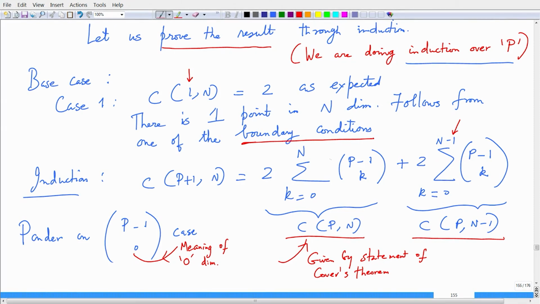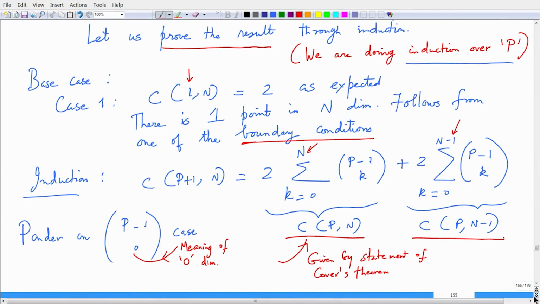Observe carefully the upper limit in the summation. This is a small algebraic detail, and at this stage the careful student should ponder about the case with p minus 1 choose 0. What does it mean? When we are at 0 dimensions, it is basically a point, and p minus 1 choose 0 is essentially 1, and therefore we have again 2 possibilities there, and that is the reason why we have this term 2 here.